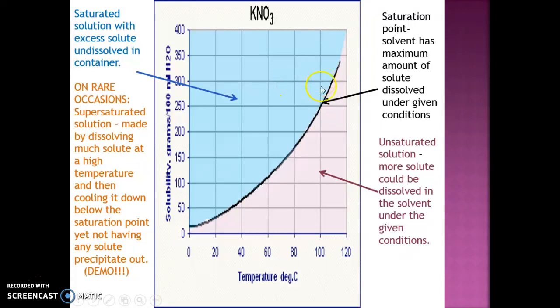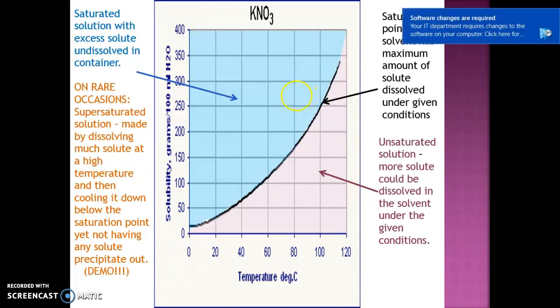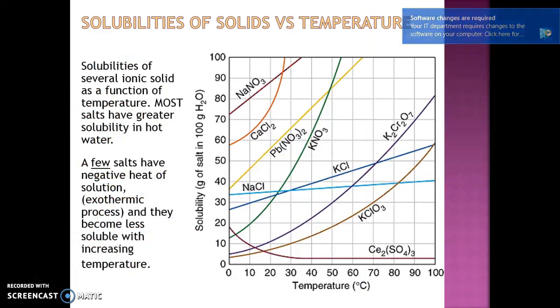So ideally, we've got more solute dissolved than what we really should. We're only supposed to have about 250, but if we can get all 300 of it to stay dissolved, that is a supersaturated solution. Again, those are very rare. They don't happen very often, but sodium acetate is one thing that does. We're going to hope that we can see that demo. All right.